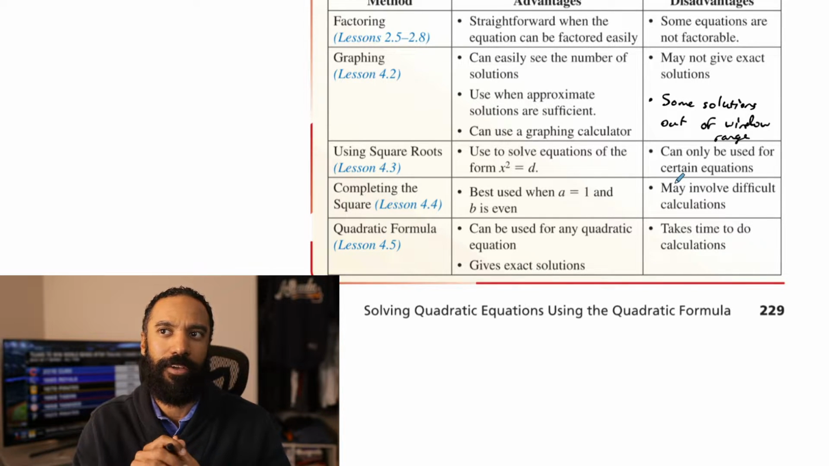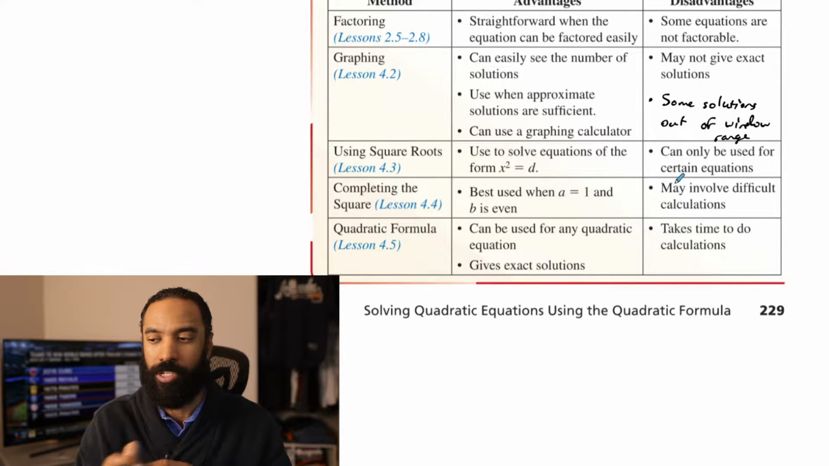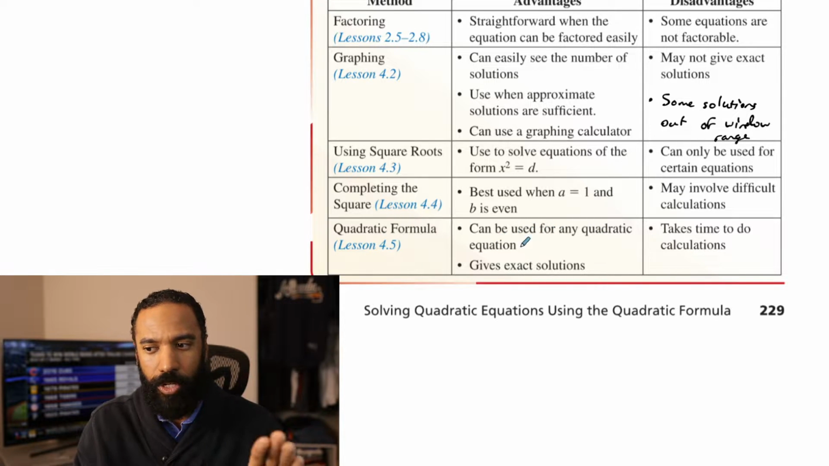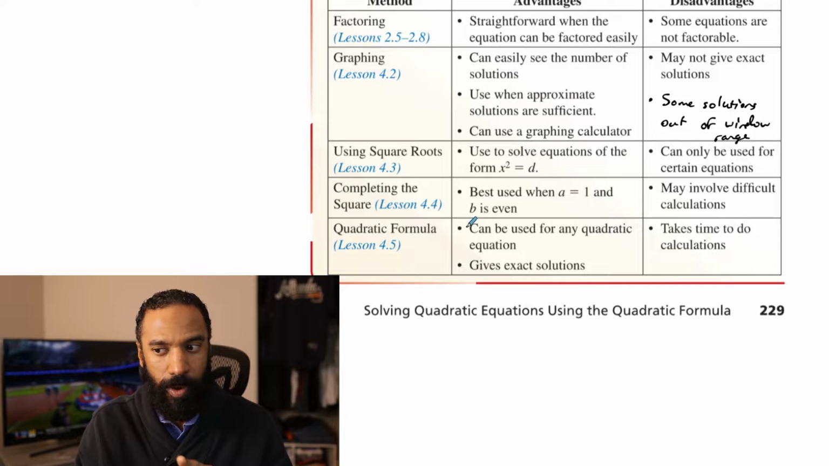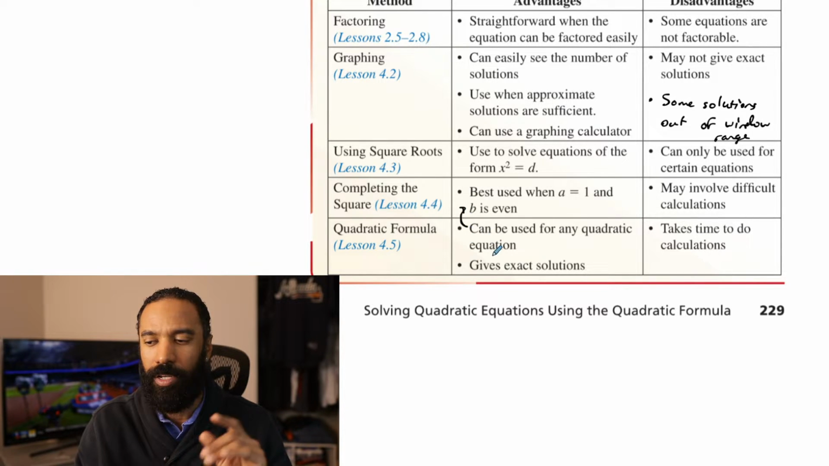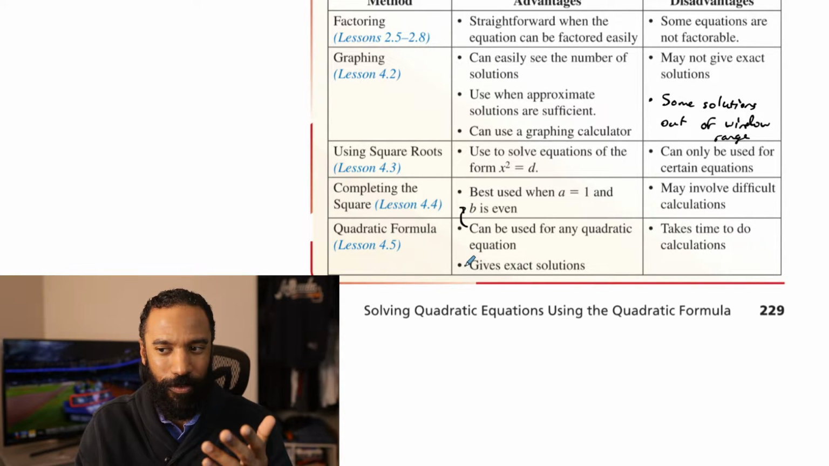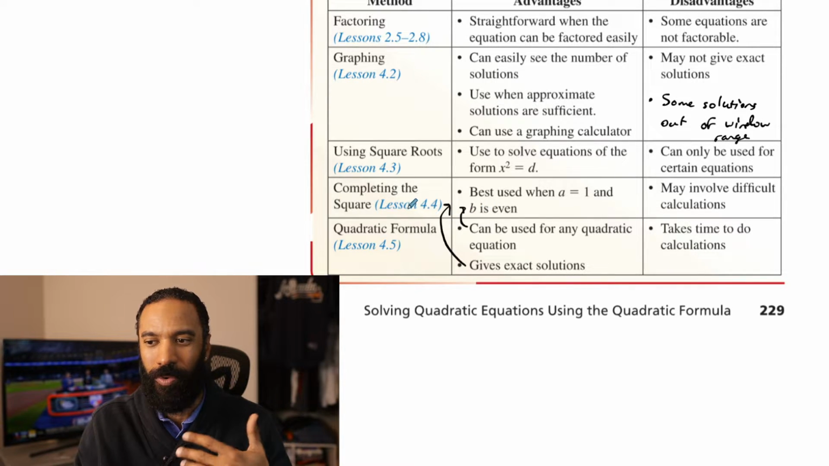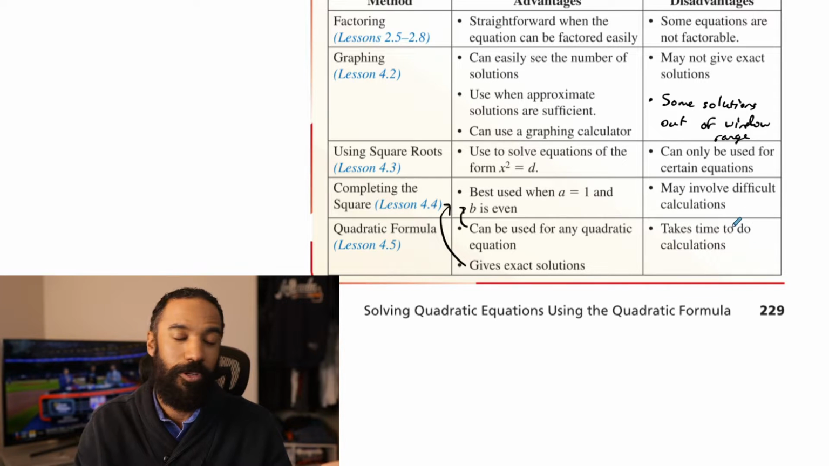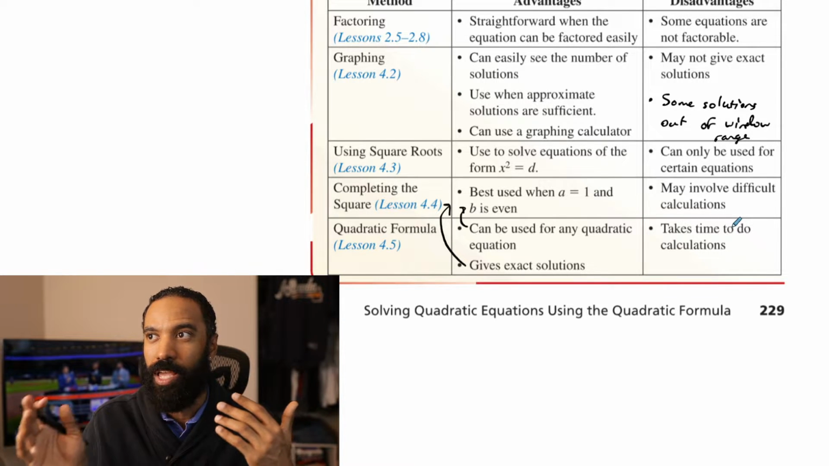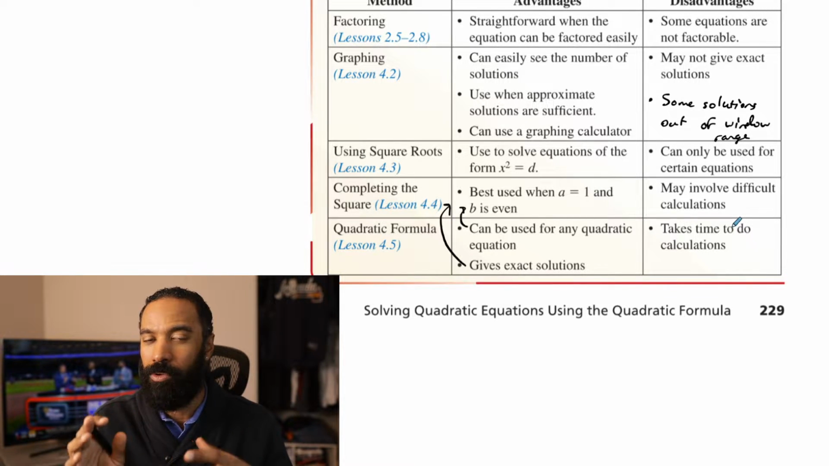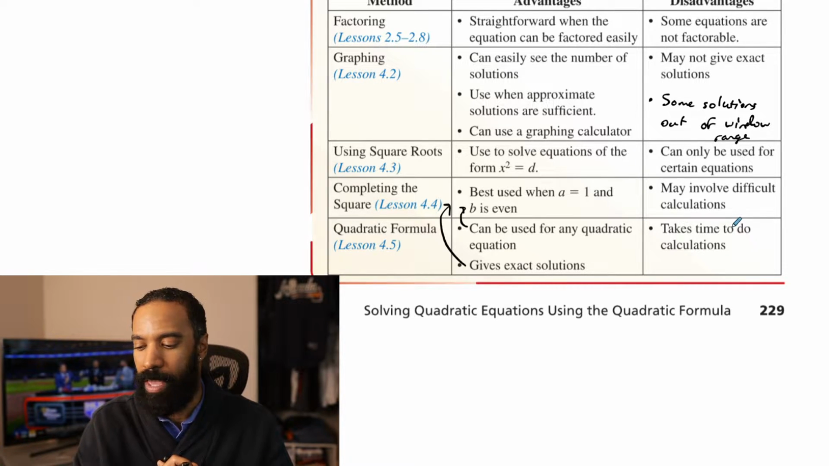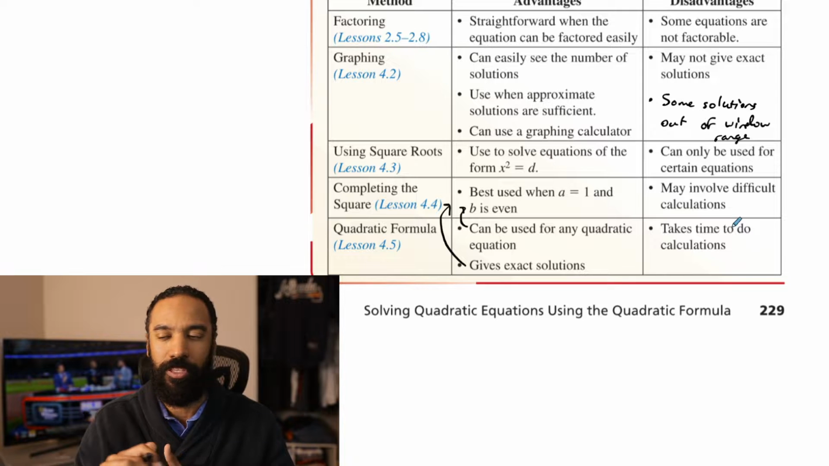It's less difficult calculations otherwise in those situations compared to the quadratic formula, because the numbers get a little bit bigger. It can be used for any quadratic equation, also true for completing the square, and it gives exact solutions, also true for completing the square. So I guess just last resort we say that with this. It takes time to do calculations, and I agree. It's just, at best case scenario, you're still taking time to solve it. At worst case scenario, it may be more efficient than completing the square, depending on the situation.